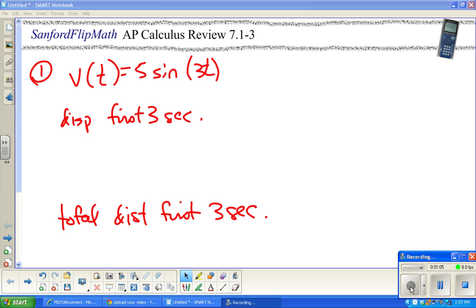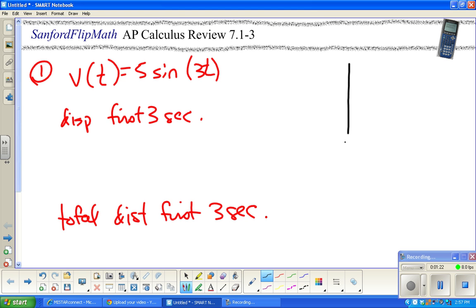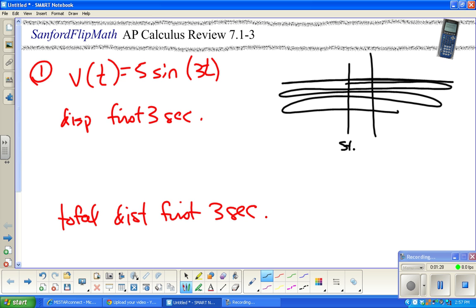All right, so we're supposed to find displacement over the first 3 seconds. Remember, displacement is really just the net change in distance. It is not the total distance we've traveled. It is just the difference between where we started and where we end up. So if we start here, and then maybe we go here and we come back and we go back and forth 27 times, and then we end here, displacement is really just that distance, not all of that distance.